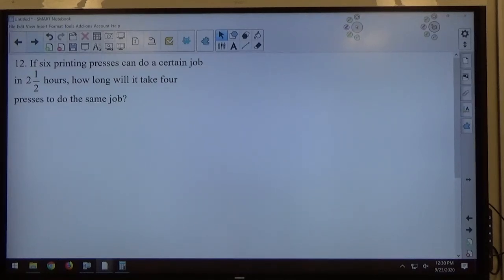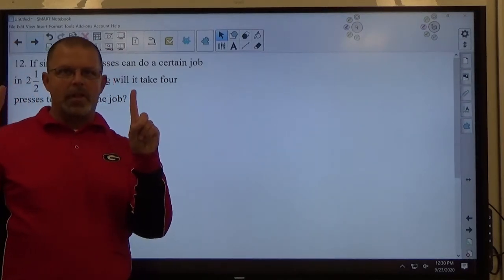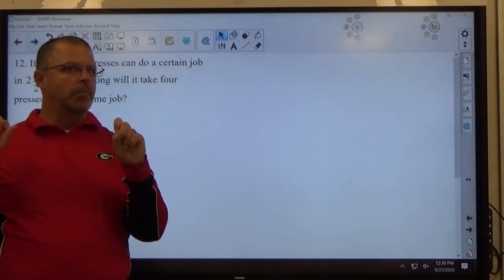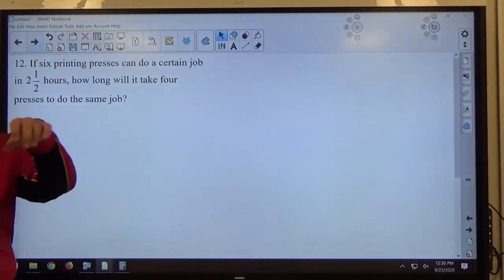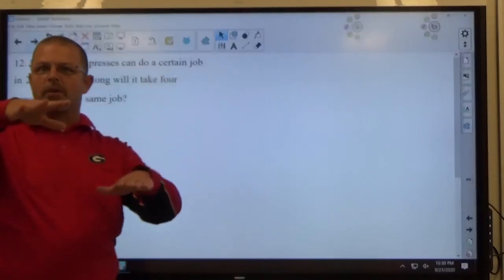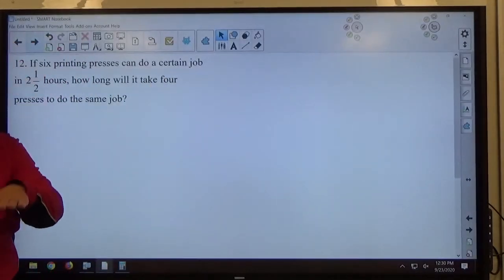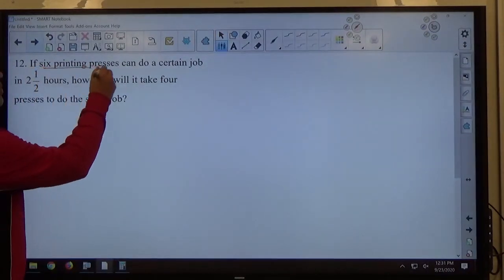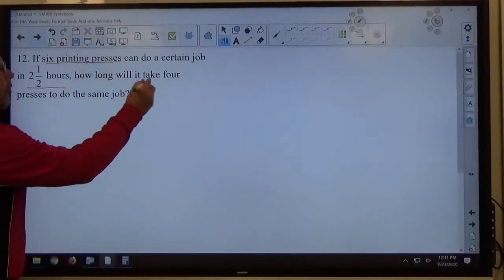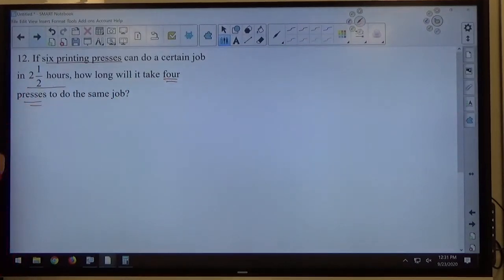So I got one job to do, let's say I've got 2 people to do one job. It's going to go faster. And then if I take 5 people to do the same job, it's going to take less time, right? So when I make the number of people go up, the amount of time goes down, right? That's an inverse relationship. One number goes up, the other number comes down. That's what's happening here. 6 printing presses are doing the job in 2.5 hours. 4 presses should take more time, right? If 6 can get the job done in 2.5 hours, 4 presses should take longer to do it.